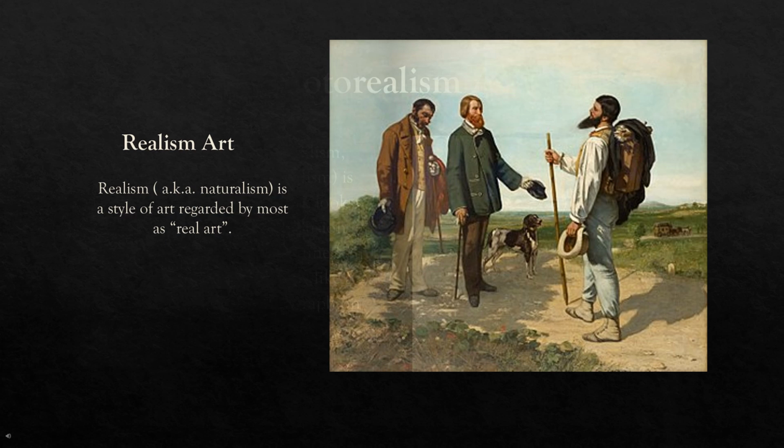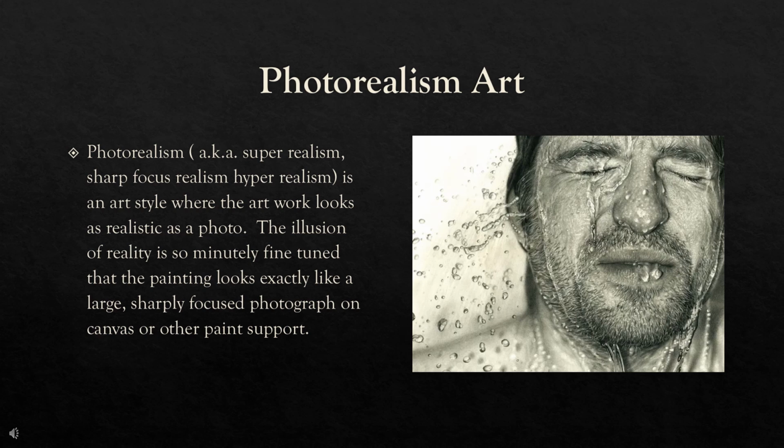Photorealism art, also known as super realism, sharp focus realism, hyperrealism. Photorealism art is an art style where the artwork looks as realistic as a photo. The illusion of reality is so minutely fine-tuned that the painting looks exactly like a large, sharply focused photograph on a canvas or other paint support.